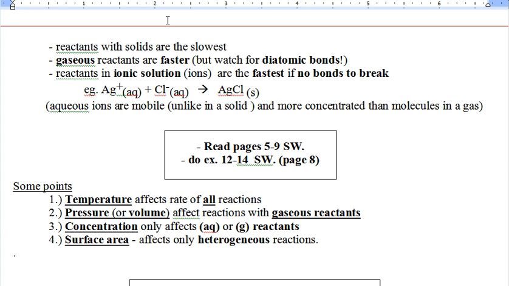How can you increase the rate? Well, temperature, pressure, concentration, and surface area. Temperature will affect all of them. Pressure and volume will deal with gases only. Concentration will be gases and aqueous. And surface area can only affect heterogeneous reactions.